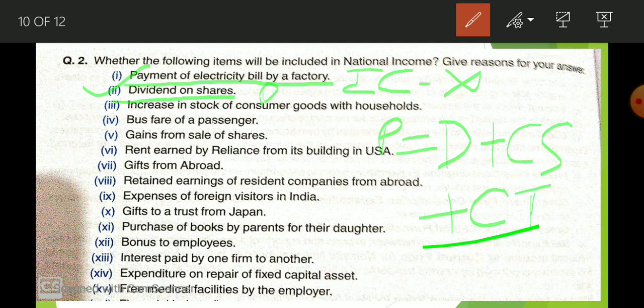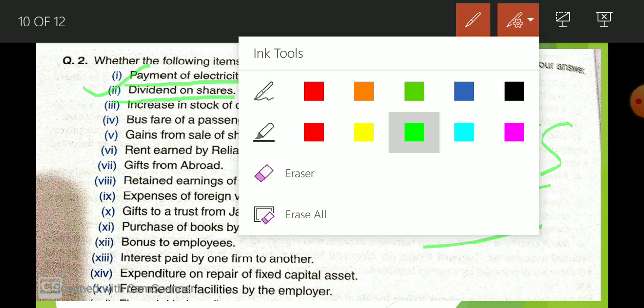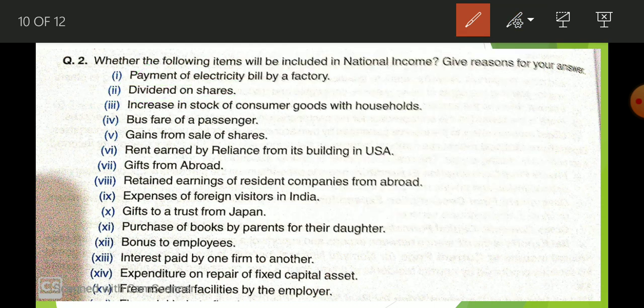So all these three, when we add, we get the value of profit. So dividend in this way is included. This is part of profit, so in this way it is included in national income. Okay student, the first one will not be included because it is intermediate consumption. The second is included. Why? Because it is part of profit.